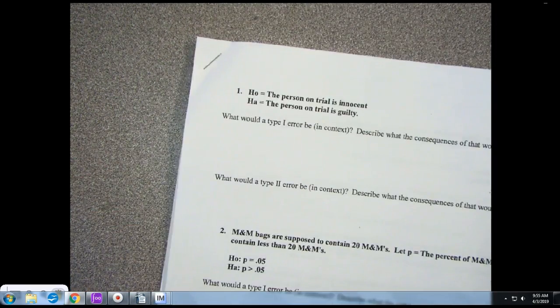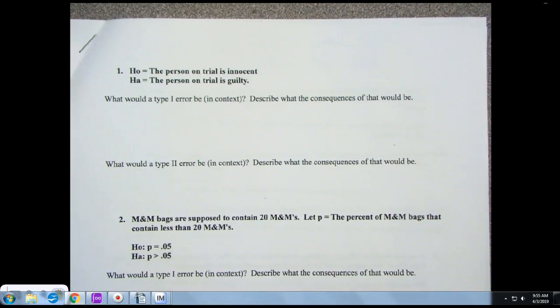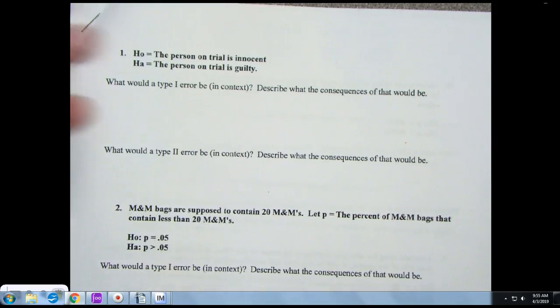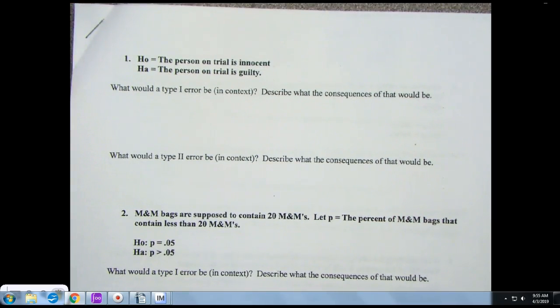Go to the front page, please. Sometimes the consequences are not that big a deal. Number 2 is about M&Ms. So you think you have enough M&Ms, but you don't. That's not a big deal. Sometimes it's impeach or don't impeach, or innocent and guilty. That's a big deal. This is a very common situation. The jury makes a decision, but the jury's not always right. They're usually right, I'd say, but they could make mistakes.